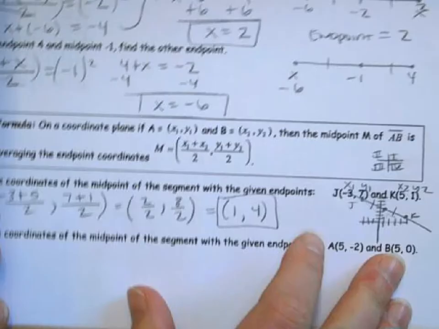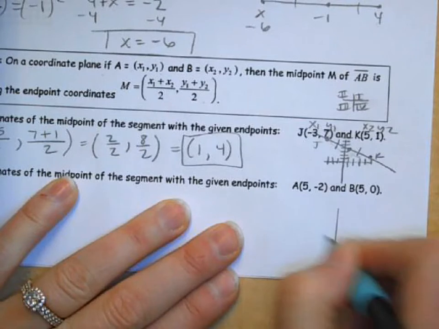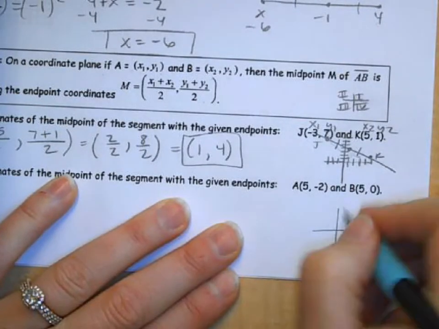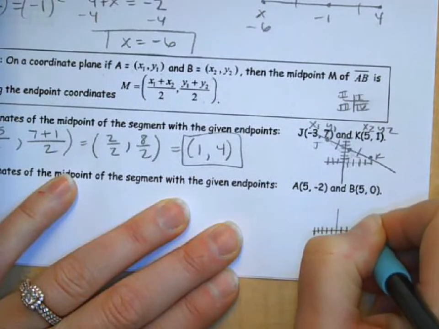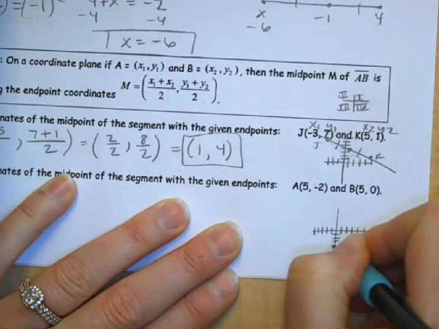Let's do that one more time. So I'm going to go ahead and draw my coordinate plane real fast. Let's actually do this correctly this time. So 1, 2, 3, 4, 5, and then we're going to go -2.